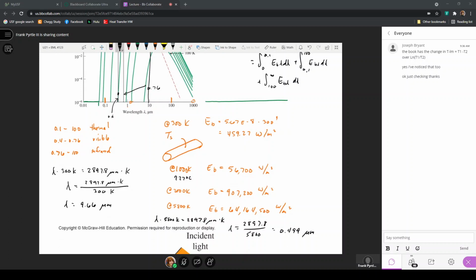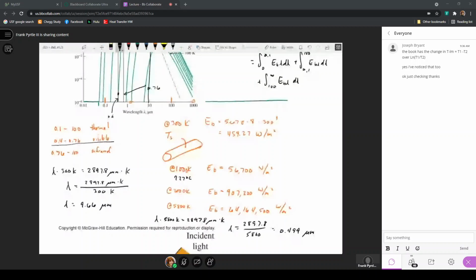So that falls in the range of the visible light spectrum, which is 0.4 to 0.76 microns. 0.499 is just around the center of the visible light spectrum for a black body that emits at a temperature of 5,800 Kelvin. Again, the temperature that we consider to be the temperature of the sun.